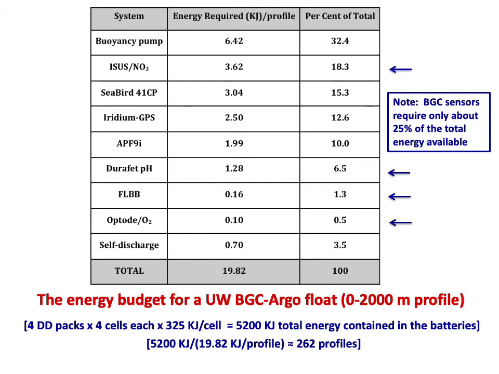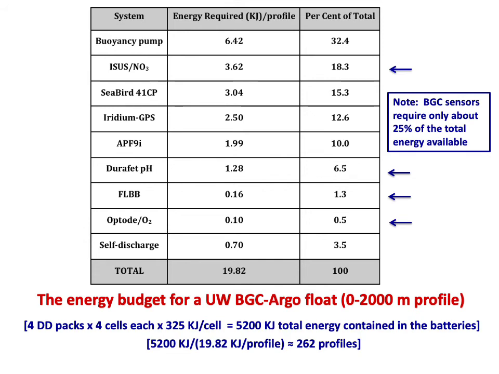The APF9 is the electronics that controls the whole float. You can see the Durafet pH sensor doesn't use much, neither does the FLBB or the Optode. And the last one on here is self-discharge, which is just, if you don't do anything to the batteries, they will slowly discharge on their own. And so altogether, we're using about 19.8 kilojoules per profile.